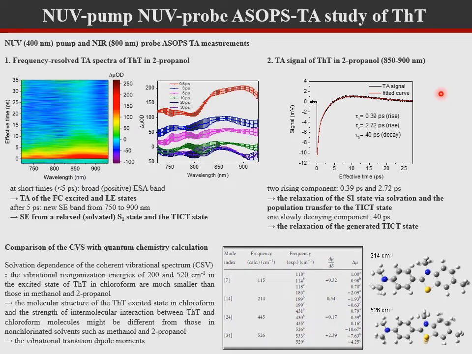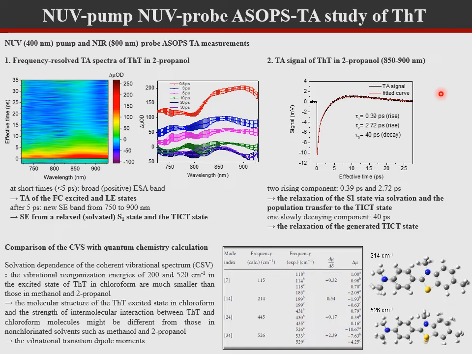Based on the analysis of previous reports and our experimental results, the rapid decrease in the ESA signal and the slow rise and decay of the stimulated emission signal can be interpreted as the relaxation of the S1 state by solvation and population transfer to the THT state and subsequent lifetime decay of the generated THT state, respectively.